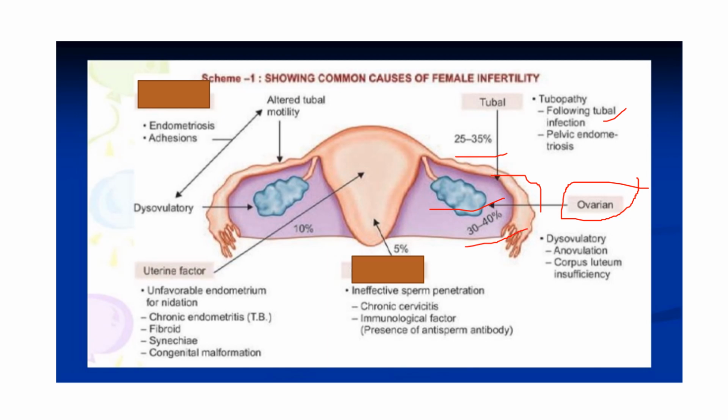Then there may be uterine factors. Uterine causes are around 10%, due to unfavorable endometrium, chronic endometritis, fibroid, congenital malformations. All these are responsible for uterine factor of infertility. Then there may be the cervical factor, 5%. Then ineffective sperm penetration. There may be chronic cervicitis, immunological factors, that is presence of anti-sperm antibody. These are the cervix related causes. In addition to that, there may be pelvic causes like endometriosis and adhesions, which may also contribute to female infertility.